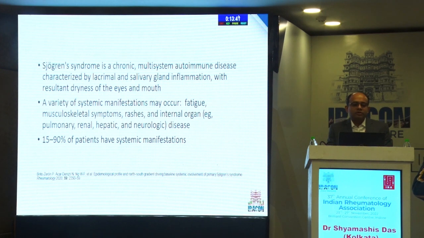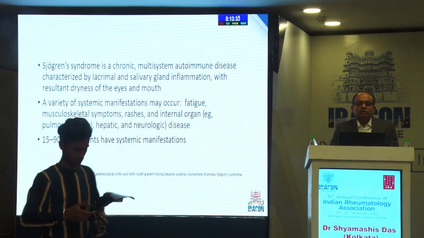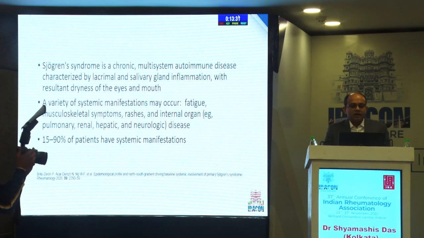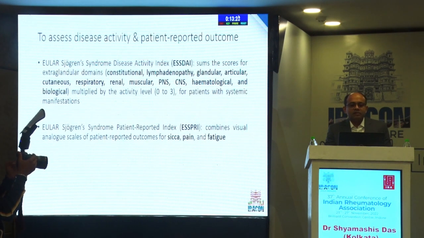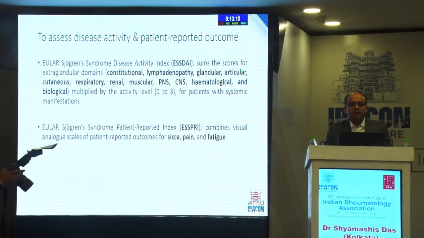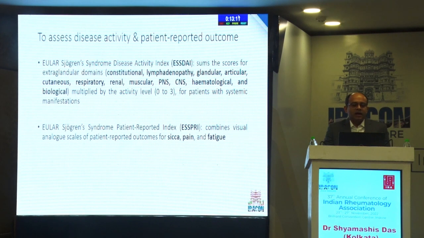Though Sjogren's syndrome is mainly a disease of dryness of eyes and mouth, a variety of systemic manifestations, so-called extraglandular manifestations, occur in 15 to 90% of patients according to various studies. Before we start immunosuppressive agents, we have to first assess the disease activity and patient reported outcome. For that purpose, EULAR Sjogren's syndrome disease activity index, or ESSDAI, and EULAR Sjogren's syndrome patient reported index, or ESSPRI, are used.